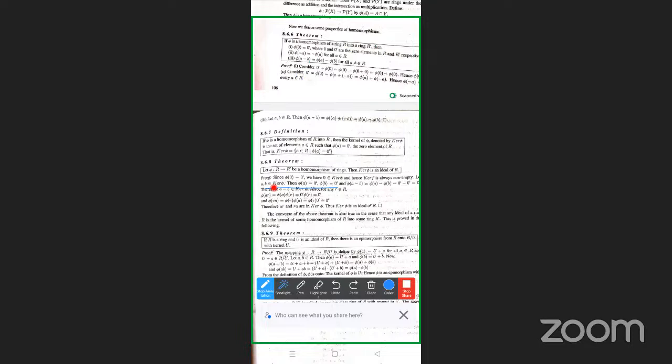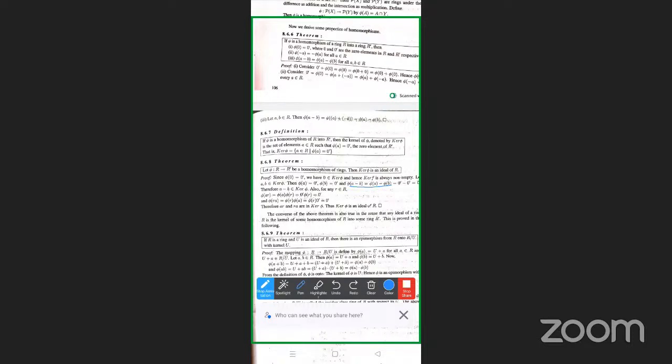This step: a, b belongs to kernel pi, then pi of a is equal to 0 dash and pi of b is equal to 0 dash. So we are taking any two elements a, b in kernel pi. The image of those elements should be mapped to 0. So pi of a is equal to 0 and pi of b is equal to 0 dash. And so pi of a minus b is equal to pi of a minus pi of b.